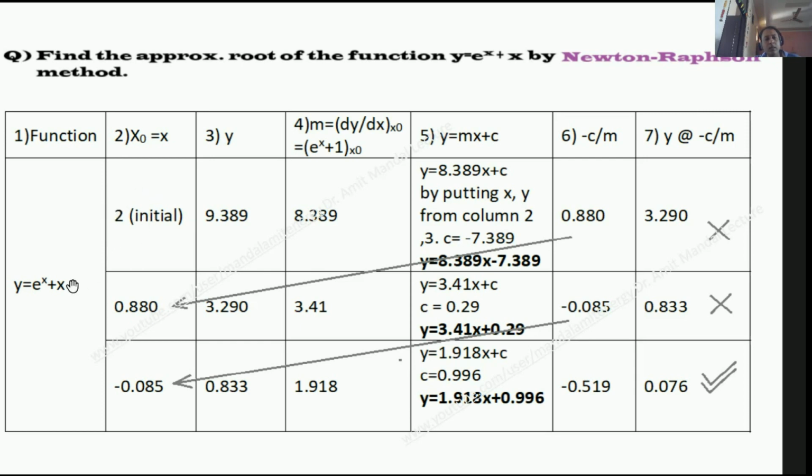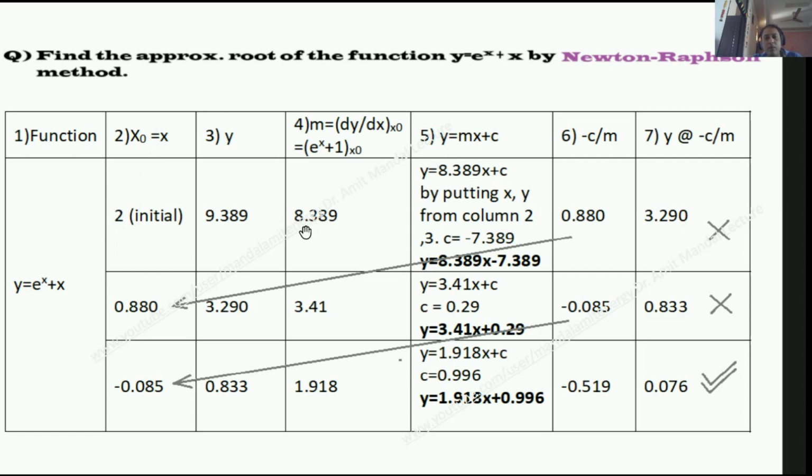Now, if I put 2 in this function in place of x on the RHS, I get y to be 9.389. This is the output of this function. At this point, where x is 2 and y is 9.389, I have to find the equation of the tangent. For that, I have to differentiate to find the slope at that point. The differentiation of this function is e to the power x plus 1, and I put the value x0 in it. So I get the slope of the tangent at x equals 2. The slope comes out to be 8.389.